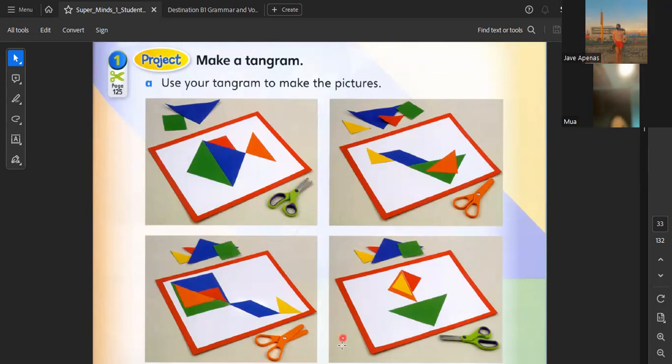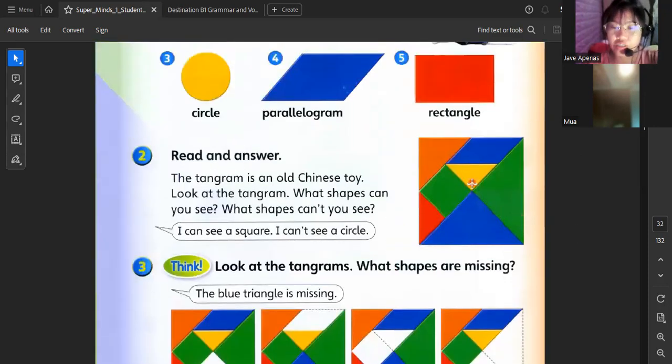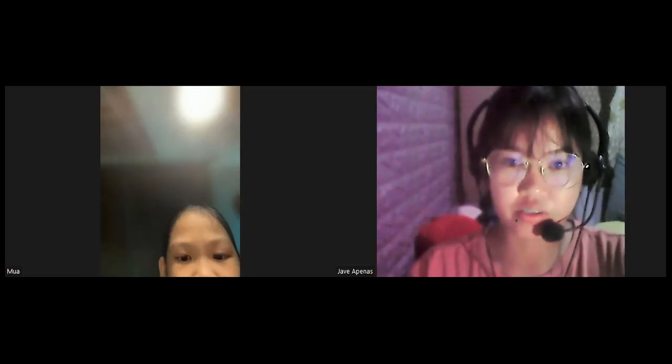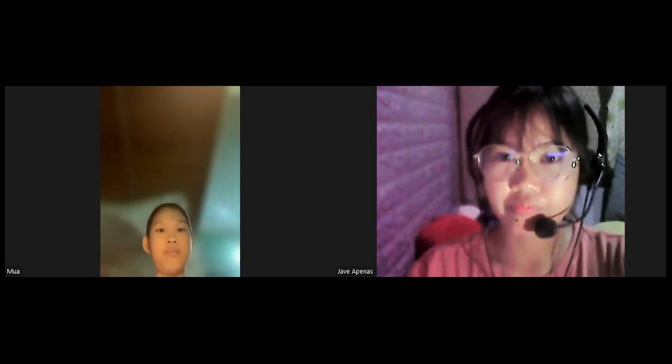All right, so let's try to draw a tangram. Look at the tangram first. Can you see that? This is the tangram. Remember the shape and the color. We will draw this one. So wait for a while. All right, there you go. We will use the whiteboard for you to be able to draw there.